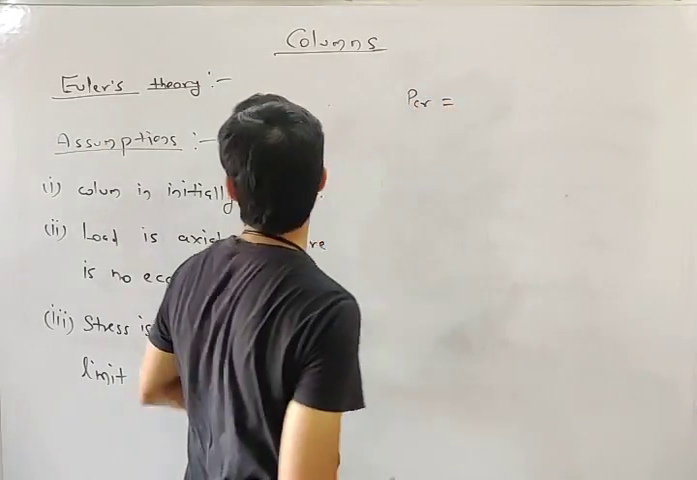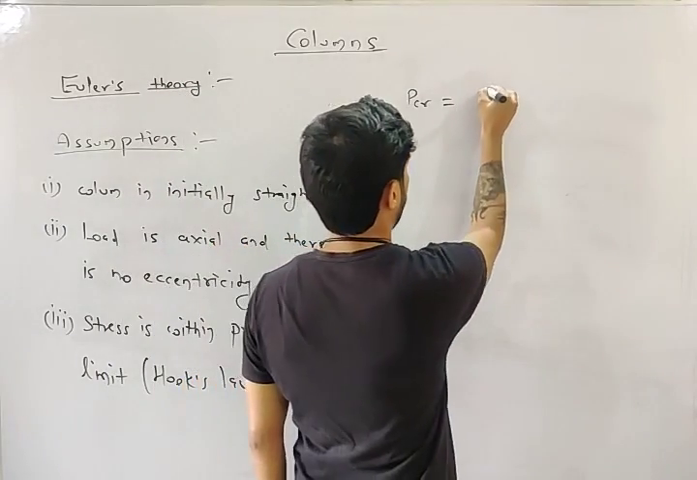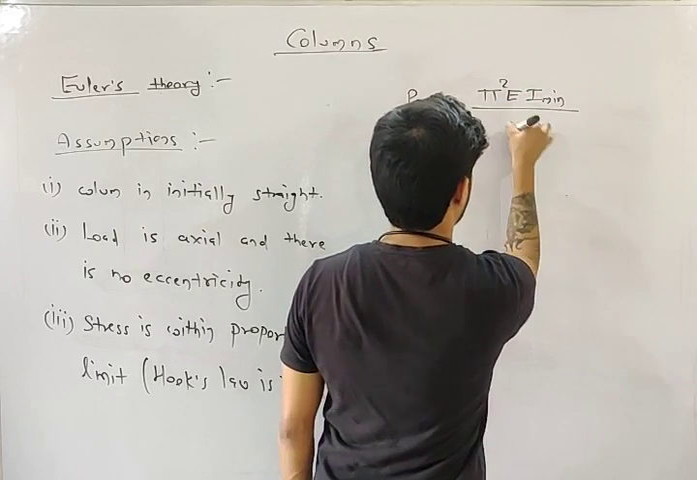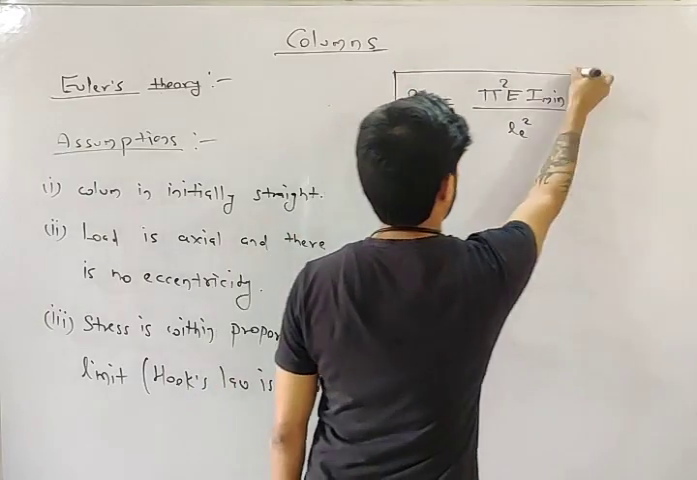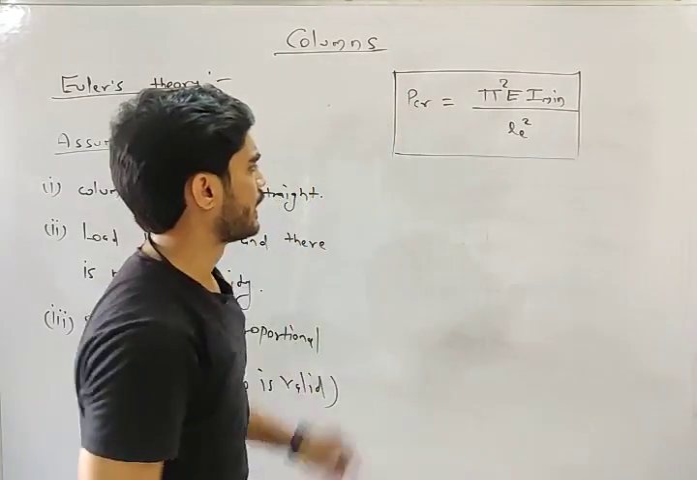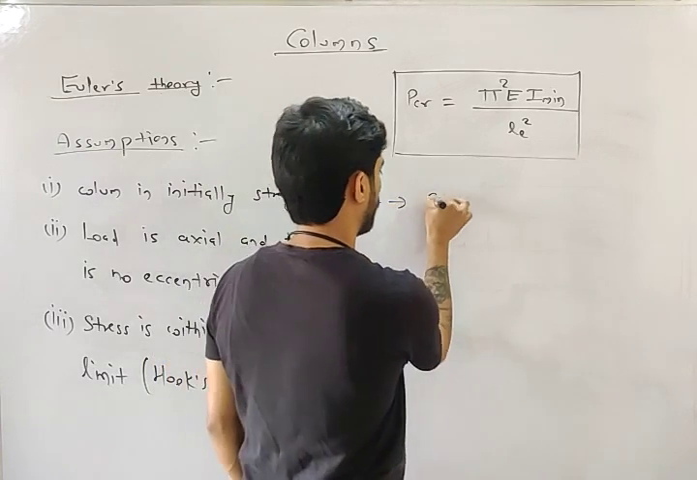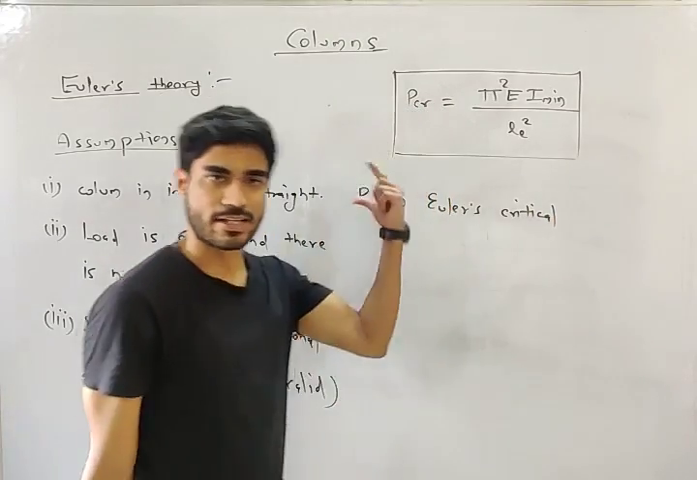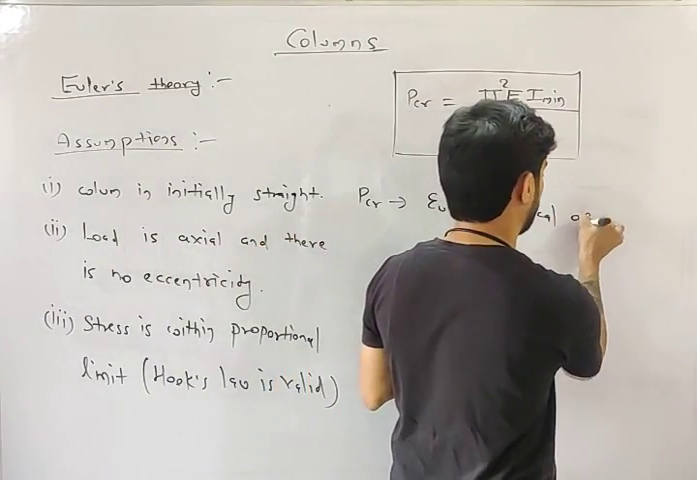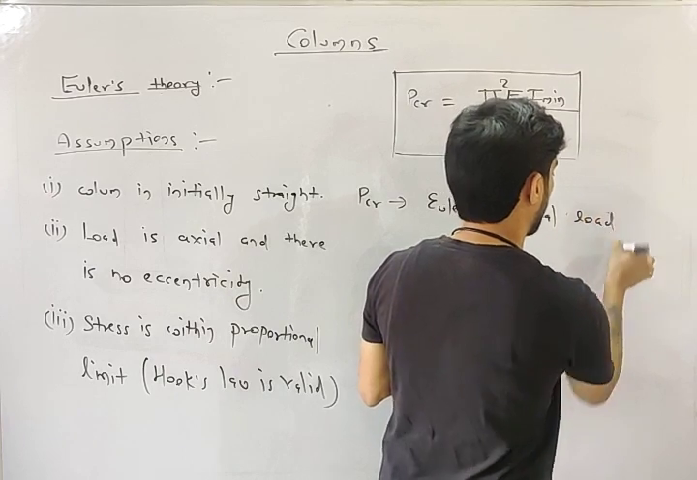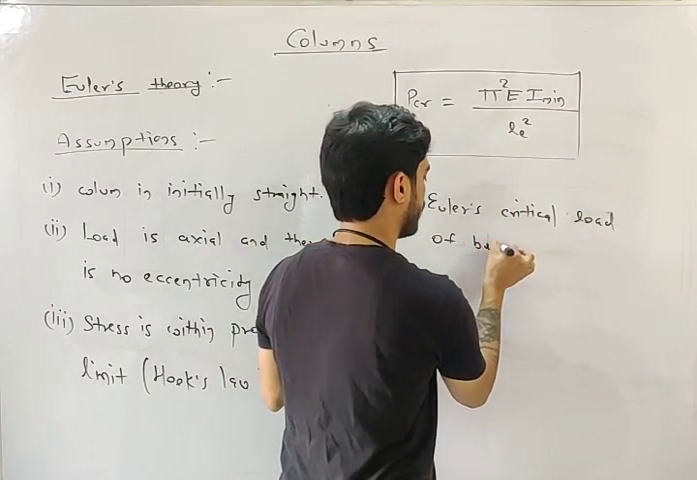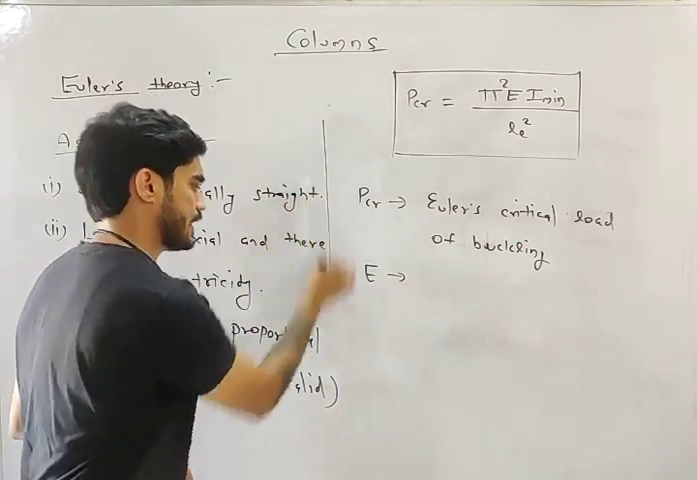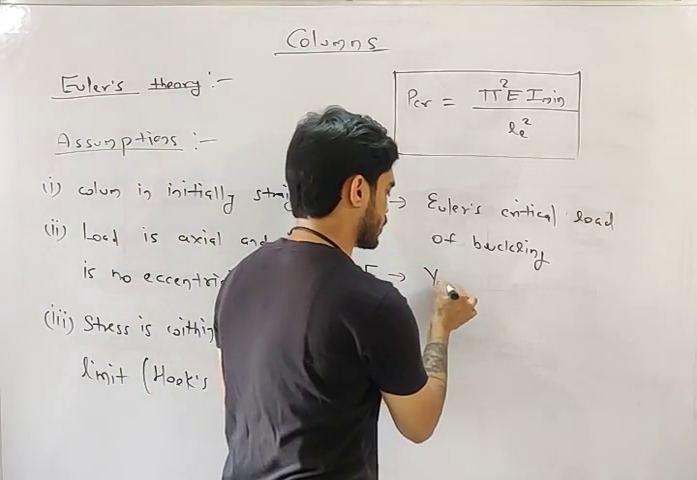Now we derive the equation of critical load. What is the equation of critical load according to Euler's theory? It is given by P critical equals pi squared E I minimum divided by Le squared, where P critical is known as Euler's critical load of buckling. We are using Euler's theory, so we call it Euler's critical load of buckling. E is a material property known as Young's modulus.